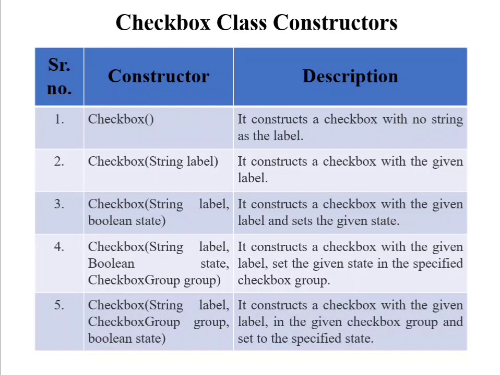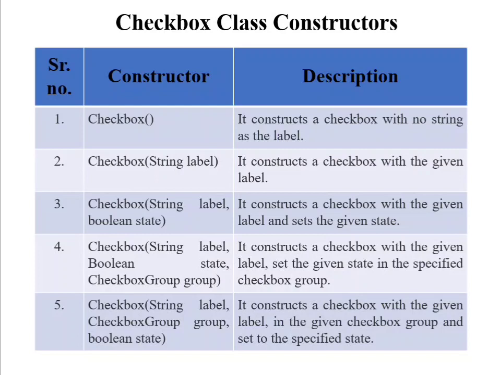First one is void addItemListener(ItemListener l), which adds the given item listener to get the item event from the checkbox. Next one is AccessibleContext getAccessibleContext(), which fetches the accessible context of the checkbox. Next one is void addNotify(), which creates the peer of a checkbox.